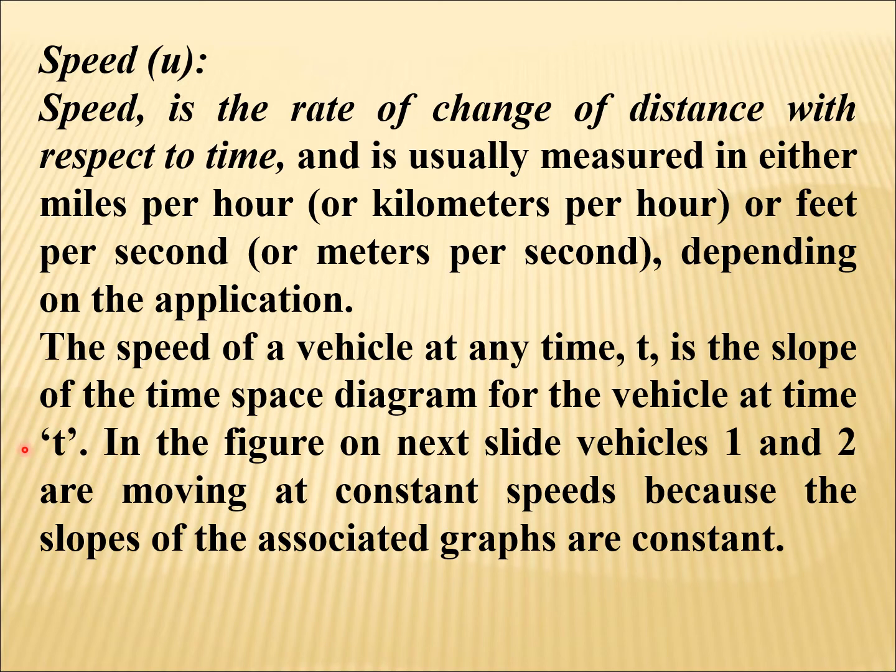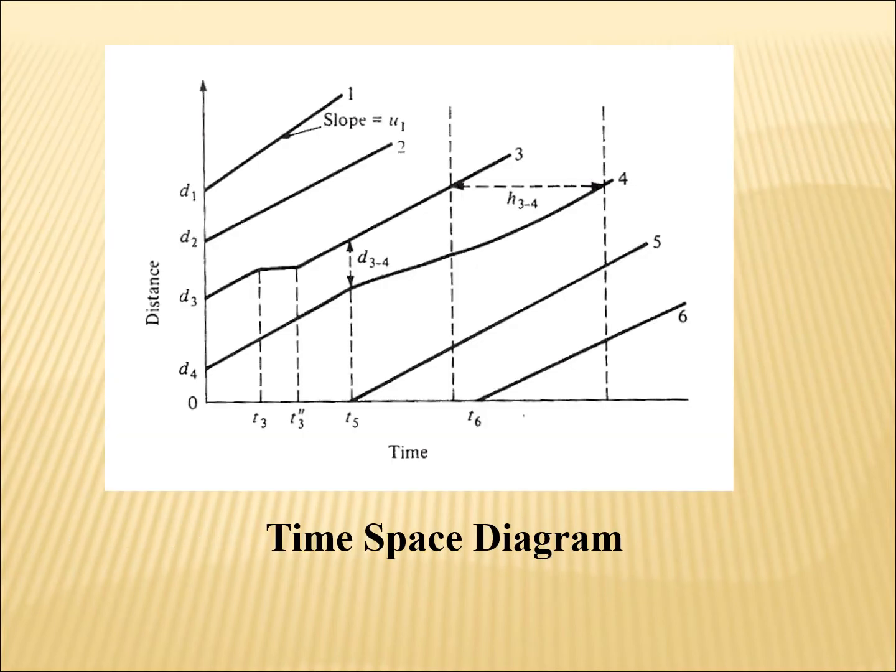In the figure on the next slide, vehicles 1 and 2 are moving at a constant speed because the slopes of the associated graphs are constant. So look at this diagram. This is a time-space diagram. Here the word space is being used for the distance. So distance, and this is the time. Where you have the constant slope, it means the speed is constant or uniform.